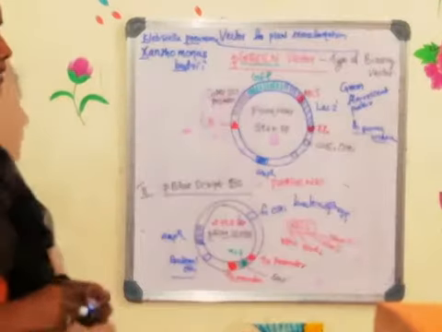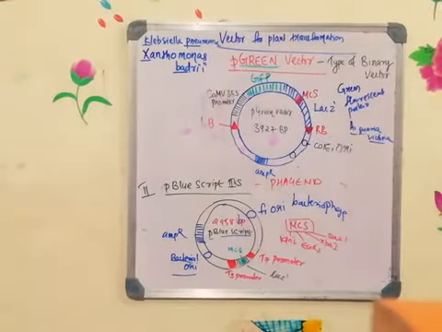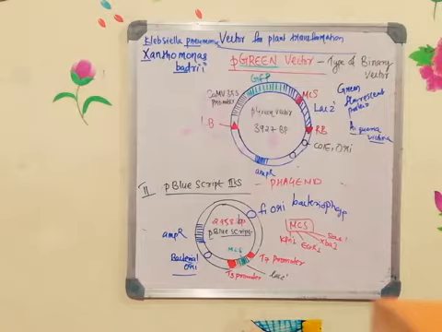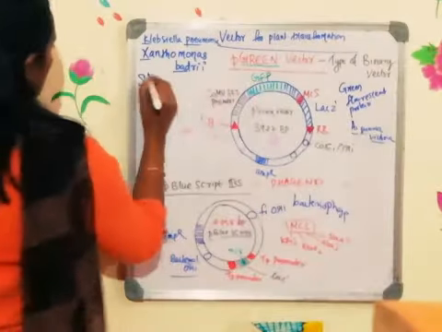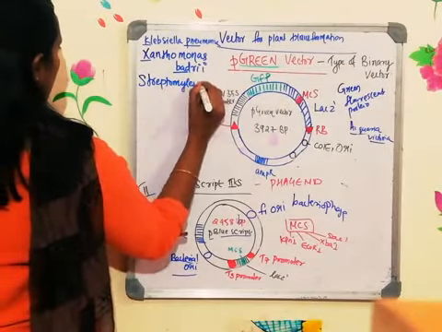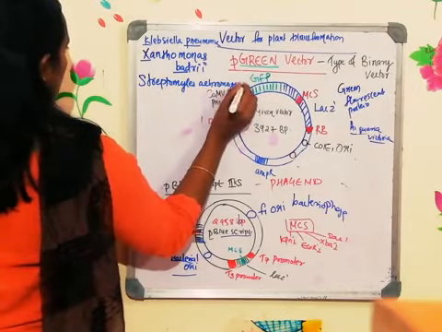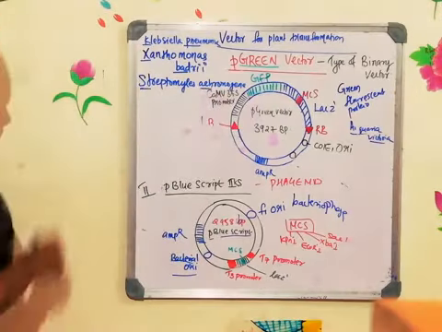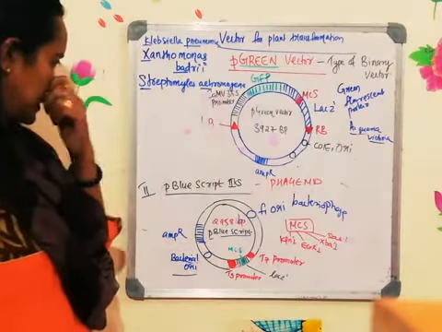XbaI is from Xanthomonas badrii. And the third one is SacI. SacI stands for Streptomyces achromogenes. So these are the four restriction sites which are there in the multiple cloning site.